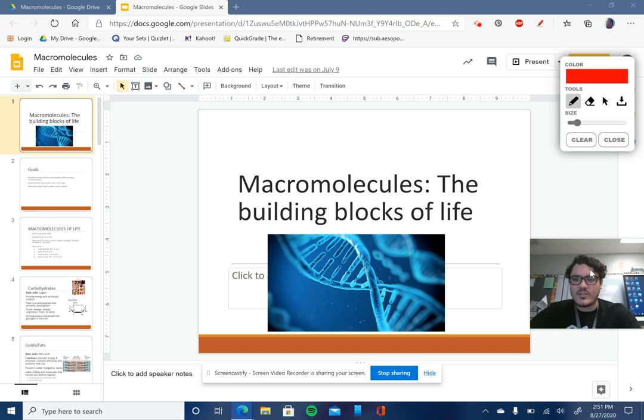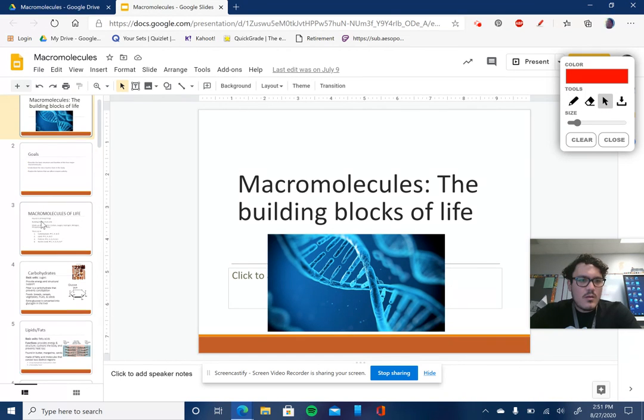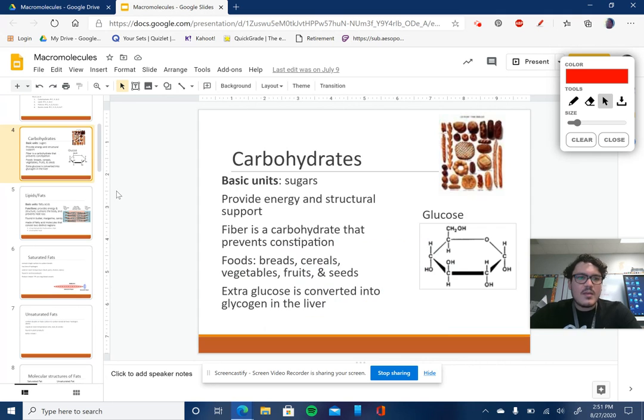We're going to continue with our material for macromolecules. Let's see where we left off. The last thing we were discussing was carbohydrates. We were mentioning how carbs are basically your sugars, very simple structures. They provide a great source of energy. We talked about fiber and how extra glucose we love to store in our liver in the form of glycogen. So I would make sure we are comfortable with that.